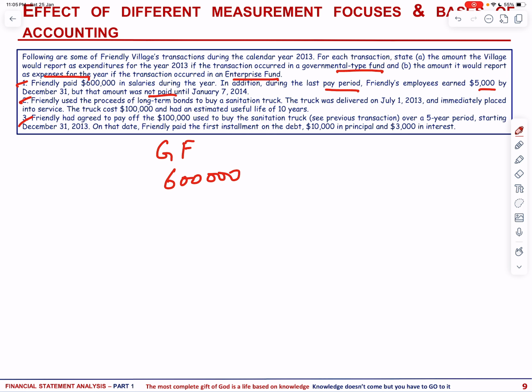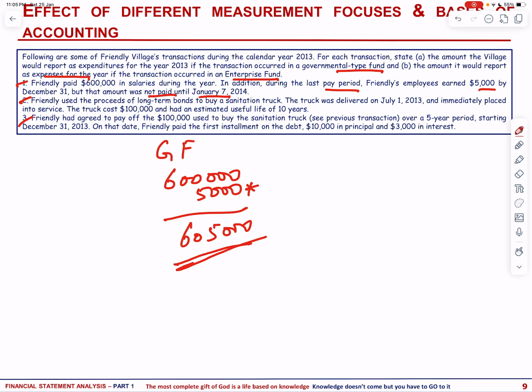In addition to this, the 5,000 that is earned by the employees during the last pay period but not paid until 2014 can also be included, because it is not paid until January 7. If we assume that they are going to pay within 2 months of the next fiscal year, it can be included also. So the amount will be 605,000 in this case.